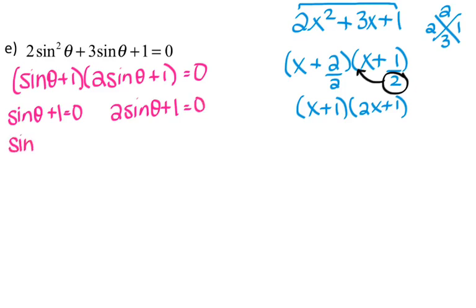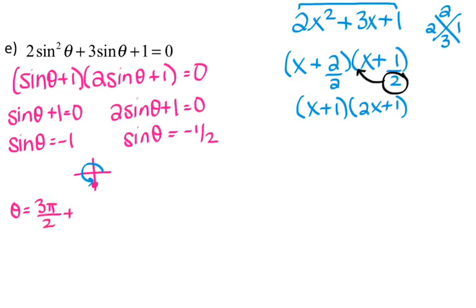For this first one, my sine is equal to negative 1. For my second one, my sine is equal to negative 1/2. Subtract 1, divide by 2, so negative 1/2. So sine is my y-coordinate, and my y-coordinate is negative 1 right here. So the angle measurement that I need to find is this one right here in radians, which is 3 pi over 2. So that means for this first equation, it equals 3 pi over 2 plus 2 pi n.